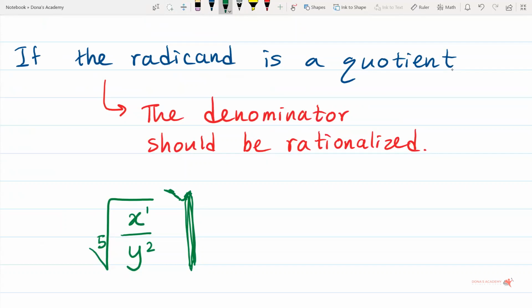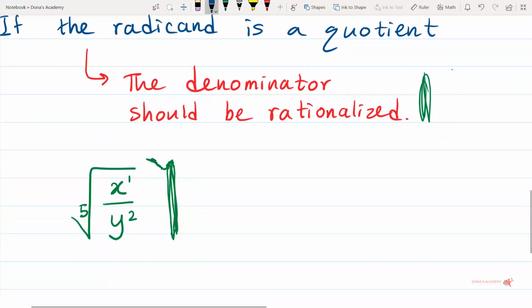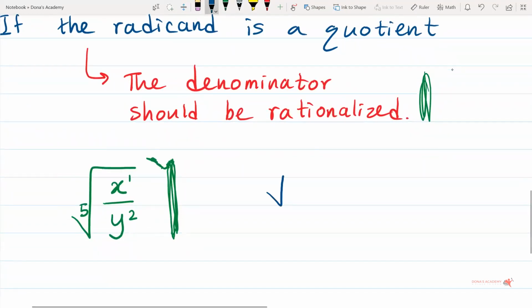However, since the radicand is a quotient, we have to have this condition too. The denominator should be rationalized. Now, the denominator is not rationalized if the denominator contains this type of term, where m is smaller than n.